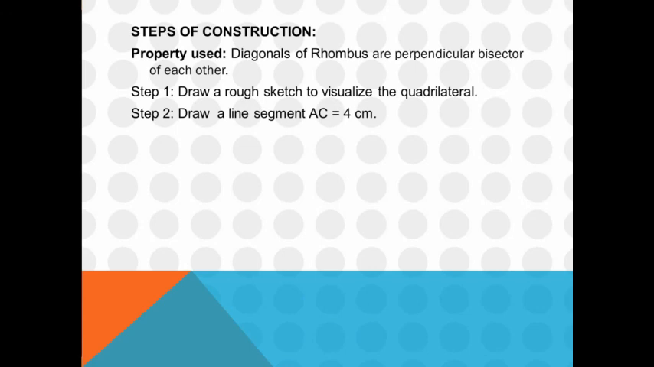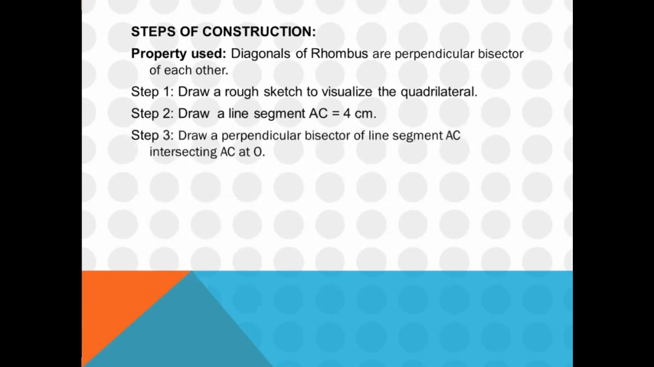Draw a line segment AC equal to 4 centimeter. This is one diagonal. Draw a perpendicular bisector of line segment AC intersecting AC at O. Now in class 7th we have learned how we can draw the perpendicular bisector. Still if you have forgotten, I will just remind you that we take more than half of the line segment and intersect arcs both above and below the line from both the points.